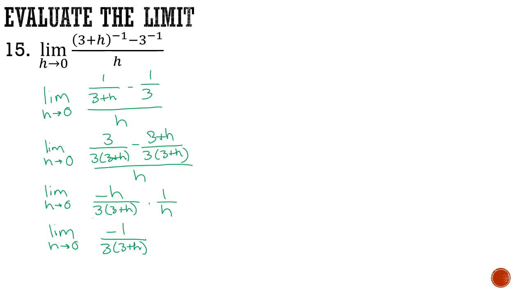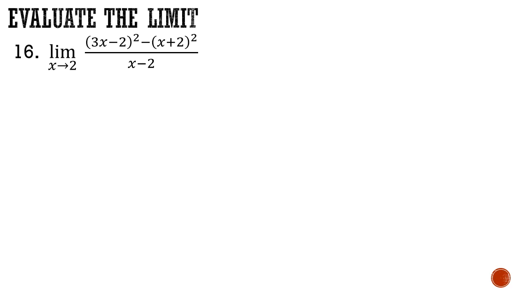And now we can evaluate for the limit. So that's going to equal -1 over 3 times 3 plus 0, which equals -1/9.